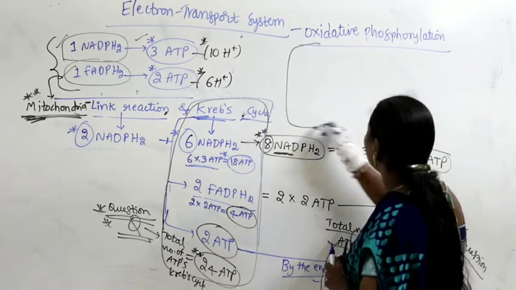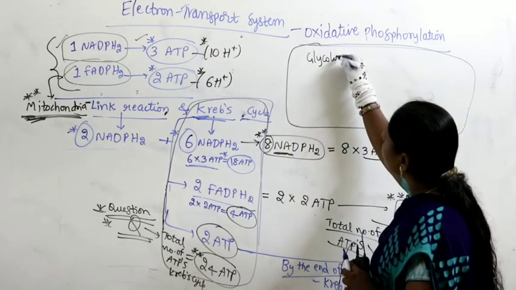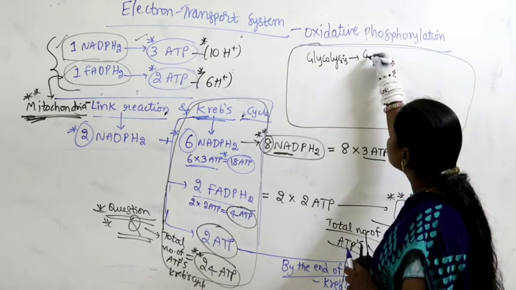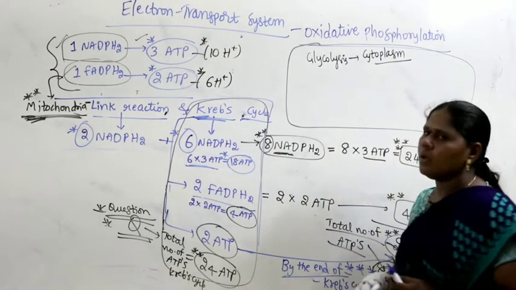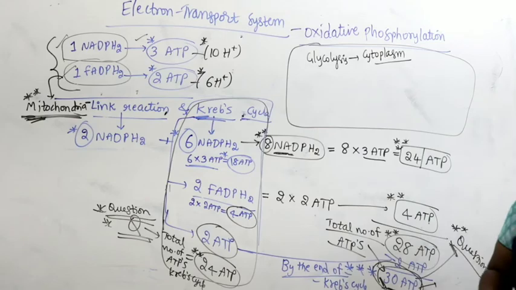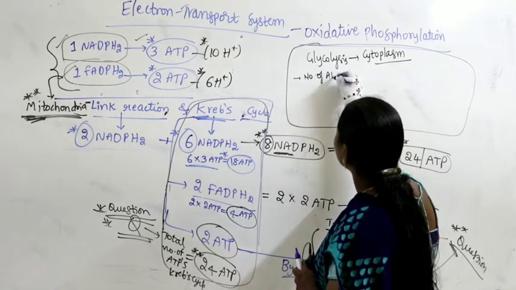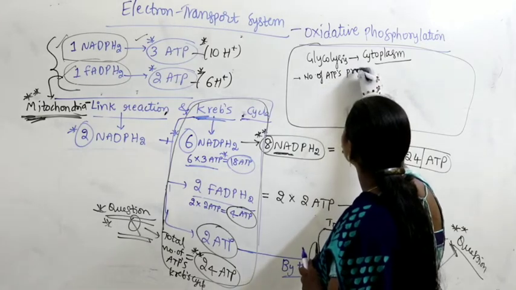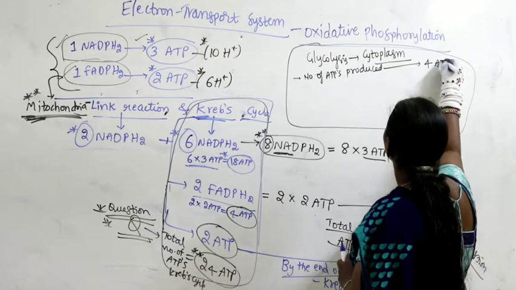Let us talk about glycolysis. Where does glycolysis happen? Glycolysis happens in the cytoplasm. You know how many ATP are produced in glycolysis? How many are produced? There are 4 ATP.